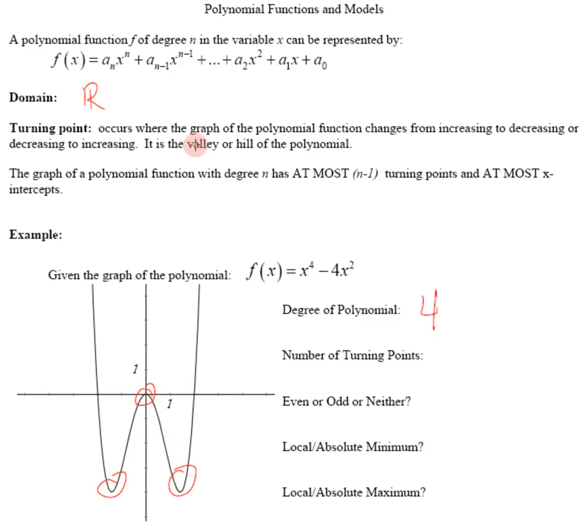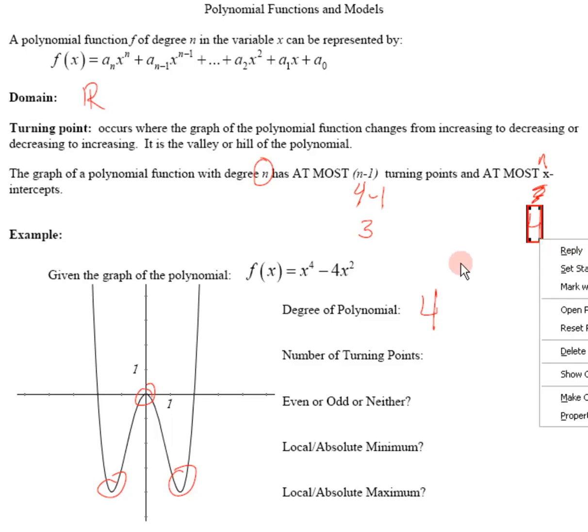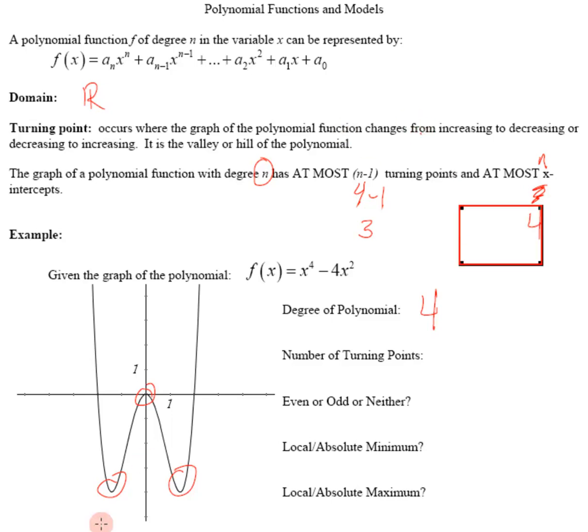So that change, that valley, that hill right there, those are turning points. Now, a polynomial with degree n, so with degree 4, whatever this is, has at most n minus 1 turning points. So it has at most 4 minus 1, or 3 turning points. And I have 3 turning points. And at most, again, I missed a letter here, at most n x-intercepts. So at most 4 x-intercepts.